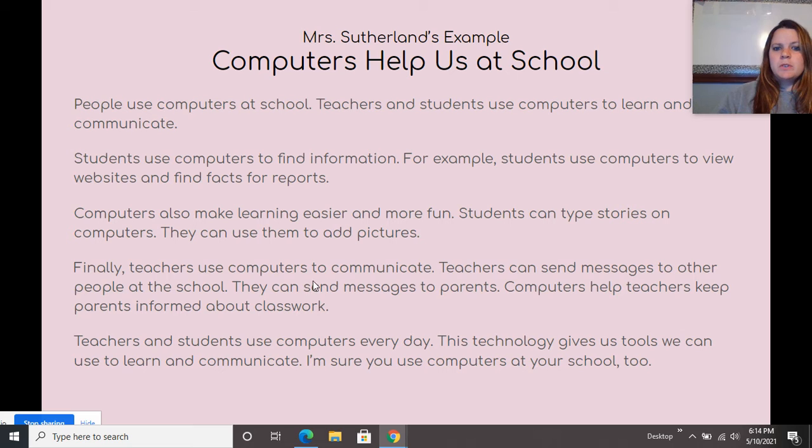Finally, teachers use computers to communicate. Teachers can send messages to other people at the school. They can send messages to parents. Computers help teachers keep parents informed about classwork. Teachers and students use computers every day. This technology gives us tools we can use to learn and communicate. I'm sure you use computers at your school too.